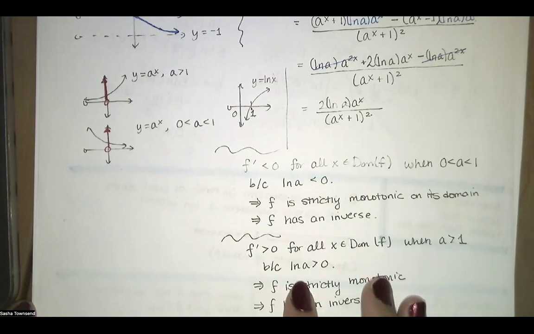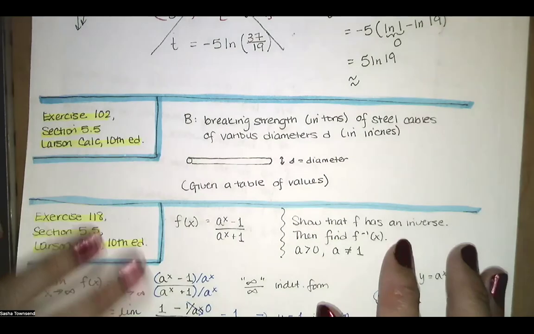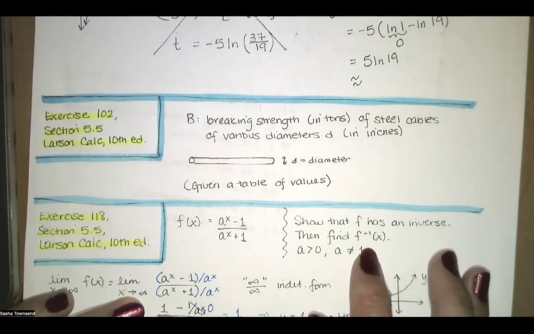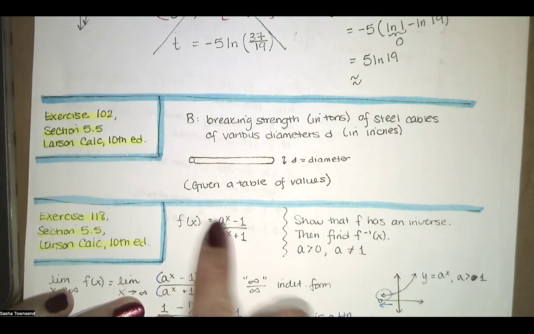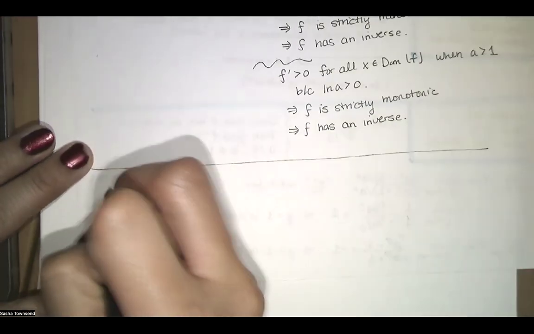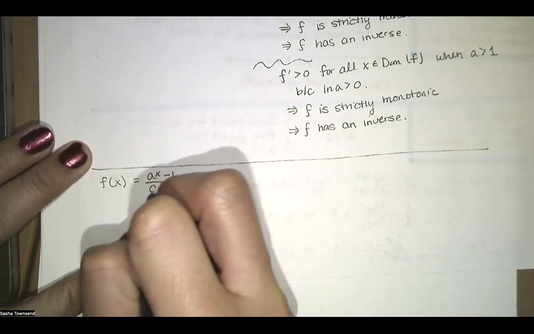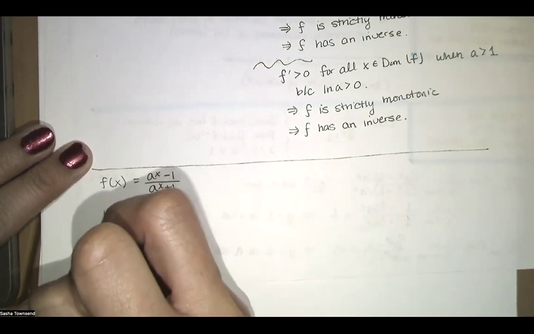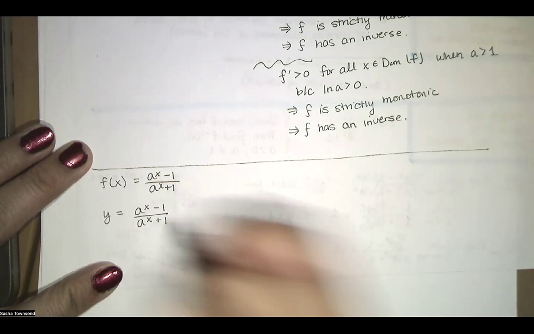Okay, so we have determined that f has an inverse. And the question said, show that f has an inverse. Now we've shown it. And then we're asked to find f inverse. To find f inverse, it's relatively simple. You just replace f of x with y, and then you solve for x as a function of y. So let's do that. So I have f of x equals a to the x minus 1 divided by a to the x plus 1. We're replacing f of x with y, and now we solve for x.